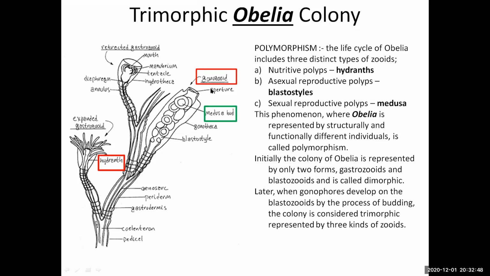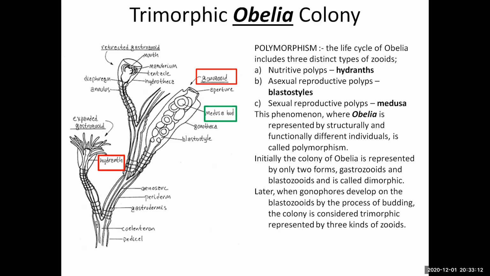So in Obelia colony, the gonozoid is the polyp form. It reproduces asexually to form the medusa. The medusa is the sexual form. It will come out from the aperture of gonozoid, swim freely in water, and will undergo sexual reproduction. So the colony is trimorphic, having two polyp forms and one medusa form.